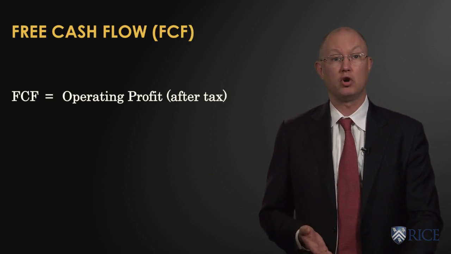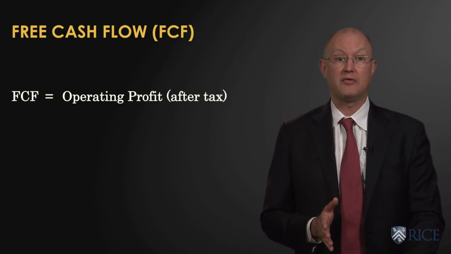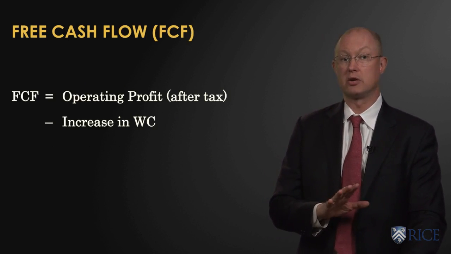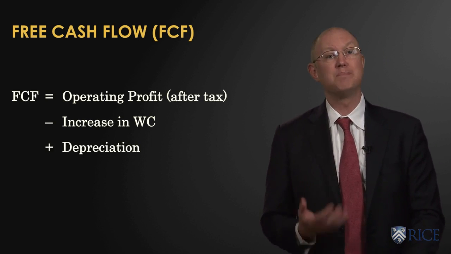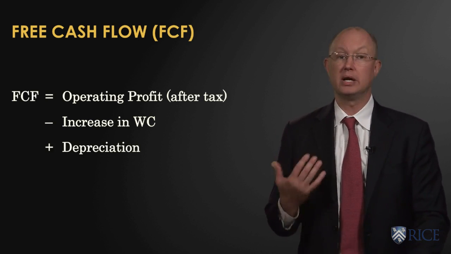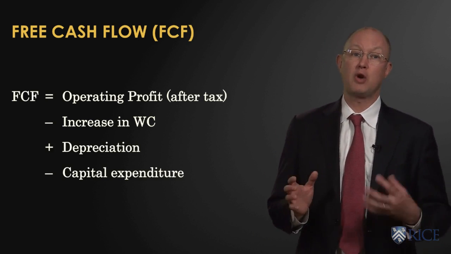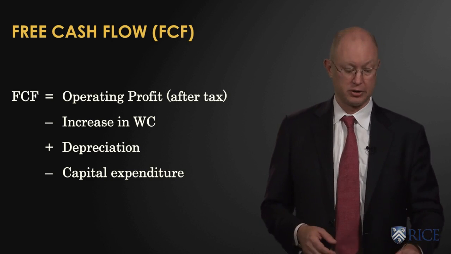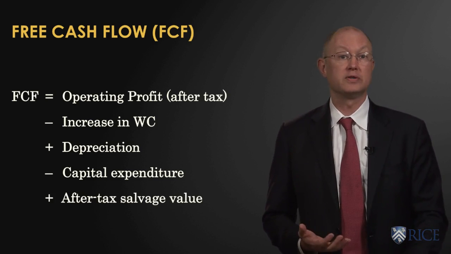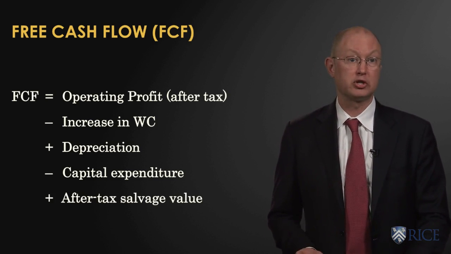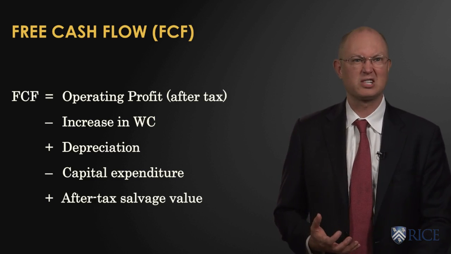So let's go back and recall. We're going to take operating profit after tax. We're going to subtract the increase in working capital, which we talked about in a previous lesson. We're going to add back depreciation because that money never really left. We're going to subtract off capital expenditures. And in our next lesson, we'll talk about salvage values. All those things together are going to give us our measure of free cash flow or real cash creation through the accounting statements.